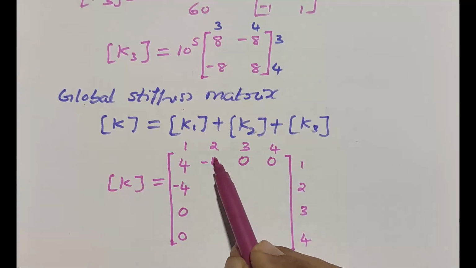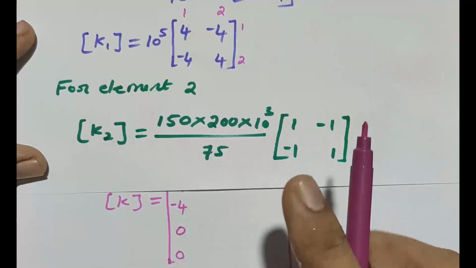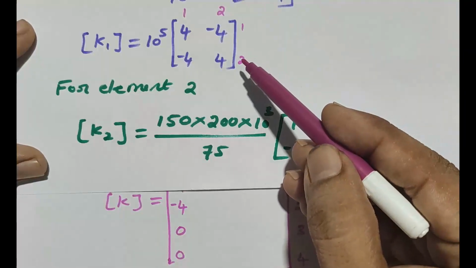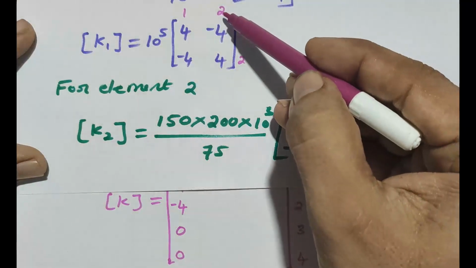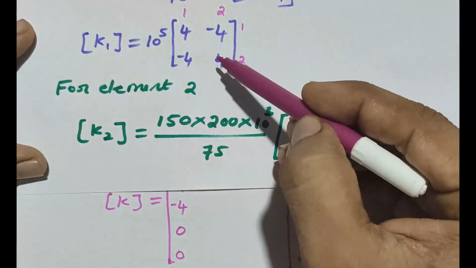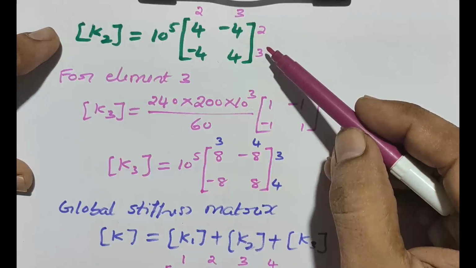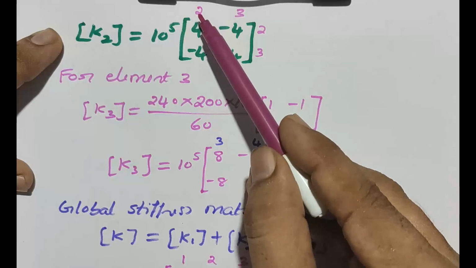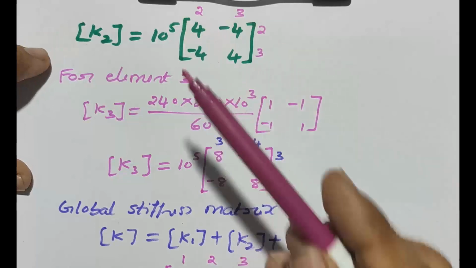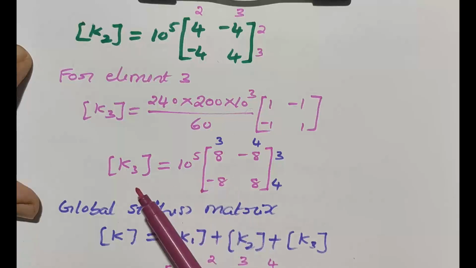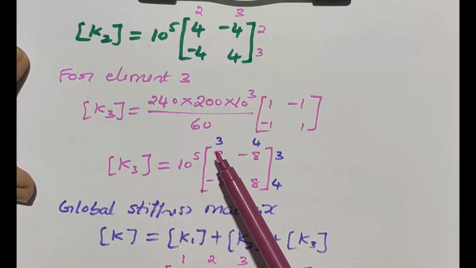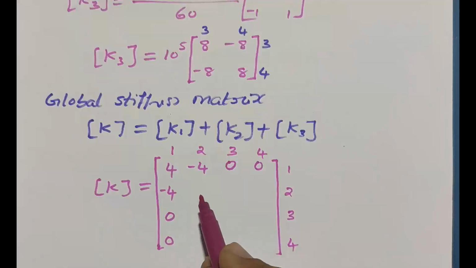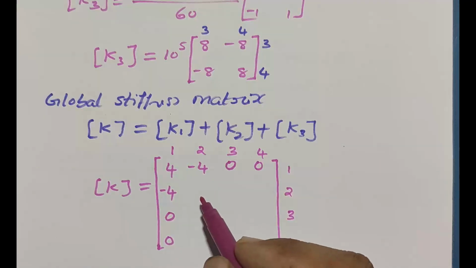Next, here we need the element corresponding to 2 and 2. See the elemental stiffness matrix of first element. Here the element corresponding to 2 and 2 is 4. Again, in the second elemental stiffness matrix, the element corresponding to 2 and 2 is 4. But here in K3, we don't have any element corresponding to 2 and 2. Therefore, the element corresponding to 2 and 2 becomes 8.